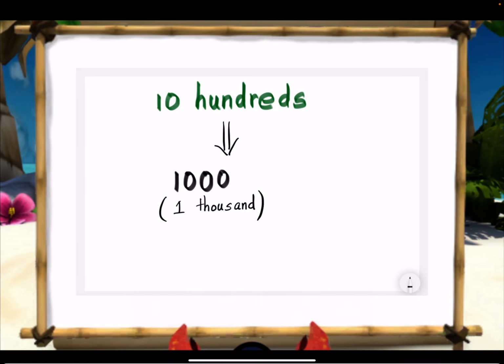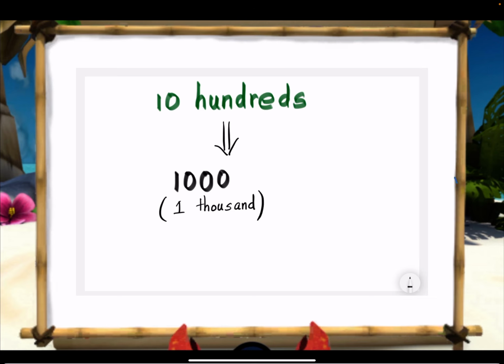Hello. Okay, so now I'll show you how many hundreds are in 1000. So this is how you write 1000. So 1000 has 10 hundreds in it. Okay, so let me write and show you.